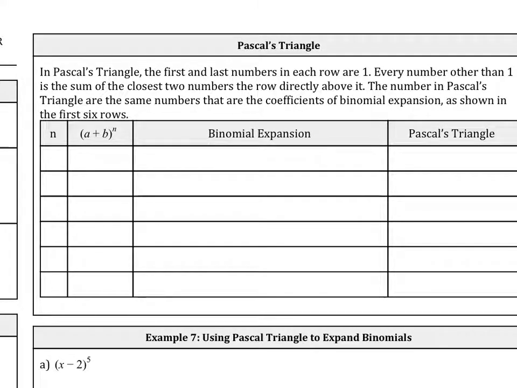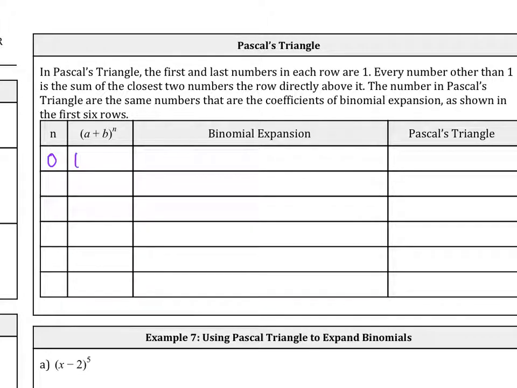So let's take a look at Pascal's triangle and binomial expansion. In Pascal's triangle, the first and last numbers in each row are 1. Each number other than 1 is the sum of the closest two numbers of the row directly above it. The numbers in Pascal's triangle are the same numbers that are the coefficients of binomial expansion, as shown in the first 6 rows. Now again, it's saying 6 rows because our first row is actually row 0.